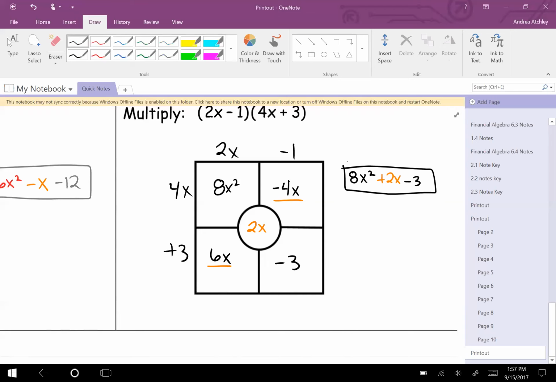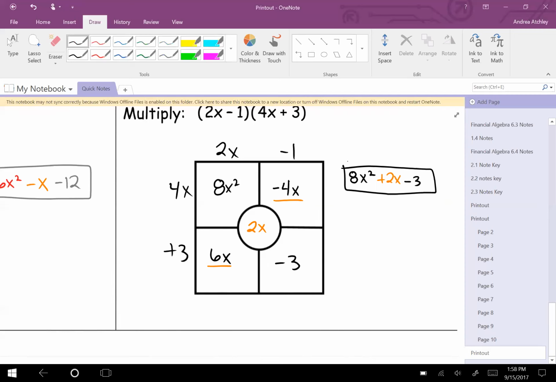Any questions over that? Yes? If it's opposite signs, you just combine them? Opposite signs you subtract. If they're the same sign you add. If they're the same, okay, these are like terms because they're the same x variable and the exponent. Is that what you're asking? Okay.